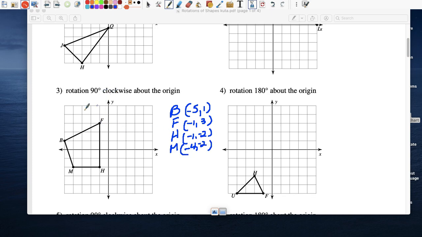90-degree rotation clockwise, so we're going this way. And if it's a 90-degree rotation, every point moves over one quadrant. So point F is in quadrant 2, so let me write quadrant 2 over here. Point F is going to go from quadrant 2 to quadrant 1. Okay, so point B is also in quadrant 2, and that's going to land in quadrant 1, but points M and H are going to go from quadrant 3 to quadrant 2. Okay, so a little bit different. So point B prime, F prime, H prime, and M prime.